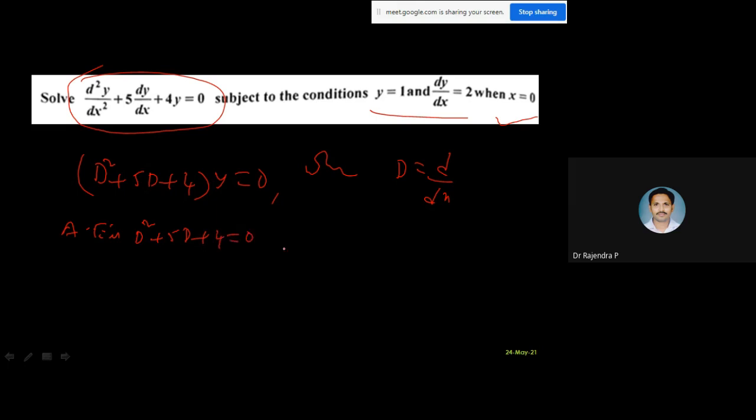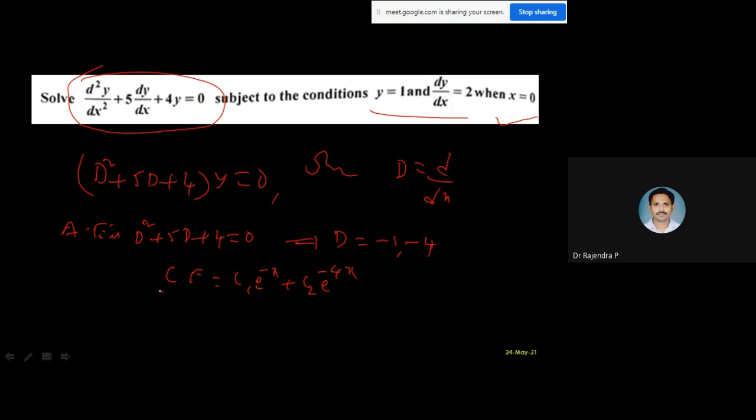For this, you just find the roots. So tell me the roots. 4 ones are 4, right? Minus 1 and minus 4. Very good. Minus 1, minus 4. So your roots are real and distinct roots. So c1 e power minus x plus c2 e power minus 4x.